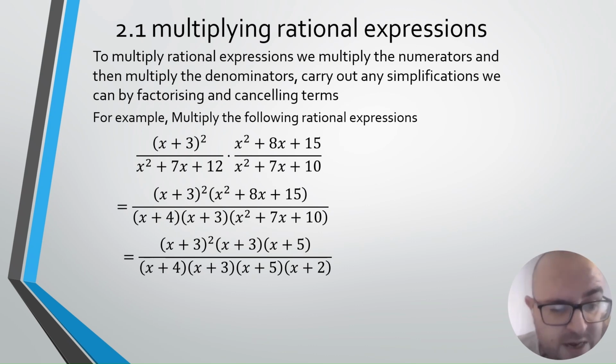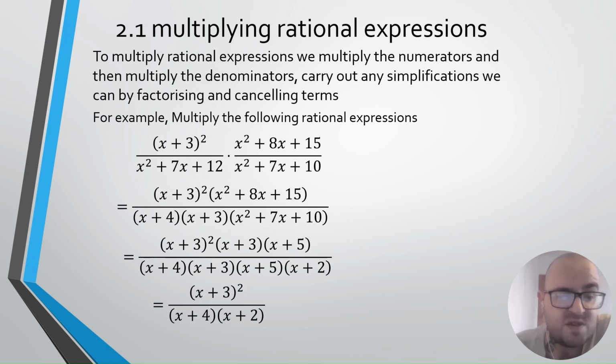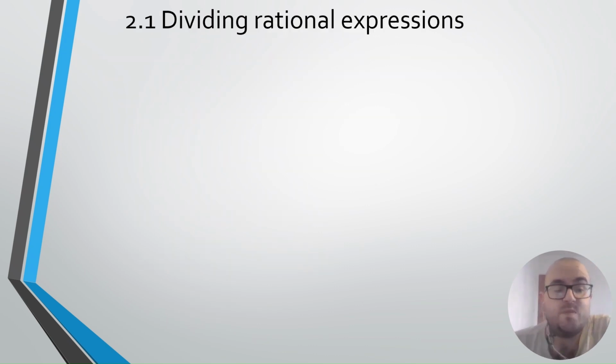And what we can do then is we can cancel out an x plus 3 and an x plus 5 from the top and bottom, and it leaves us with x plus 3 squared over x plus 4 times x plus 2, and that would be your final answer.